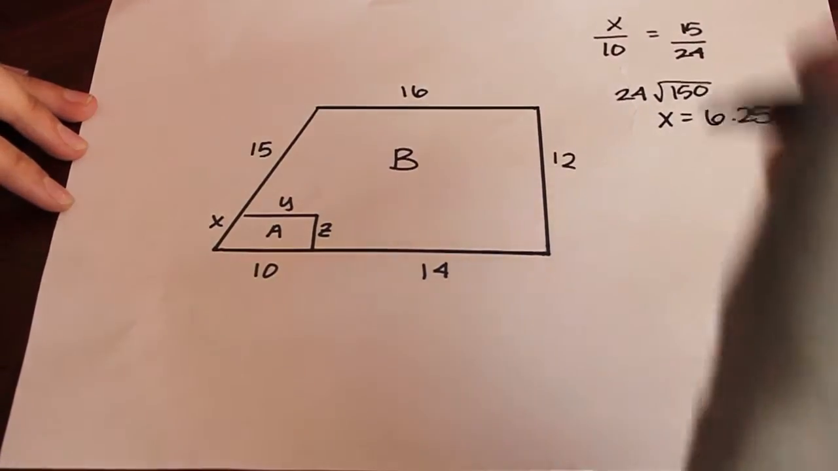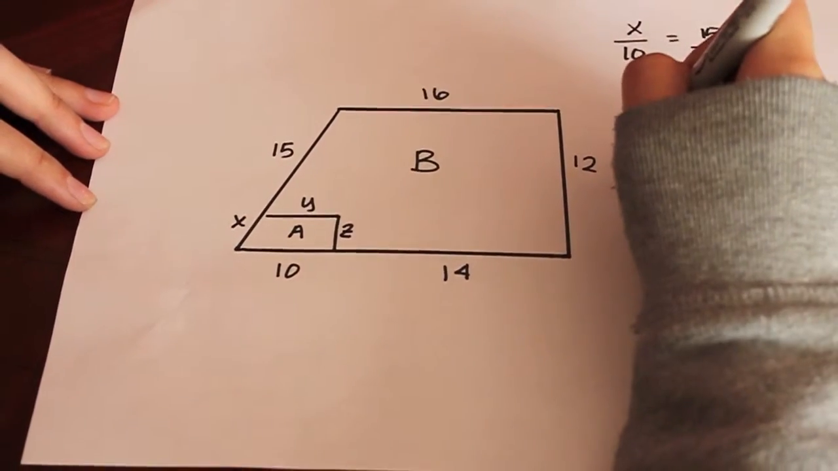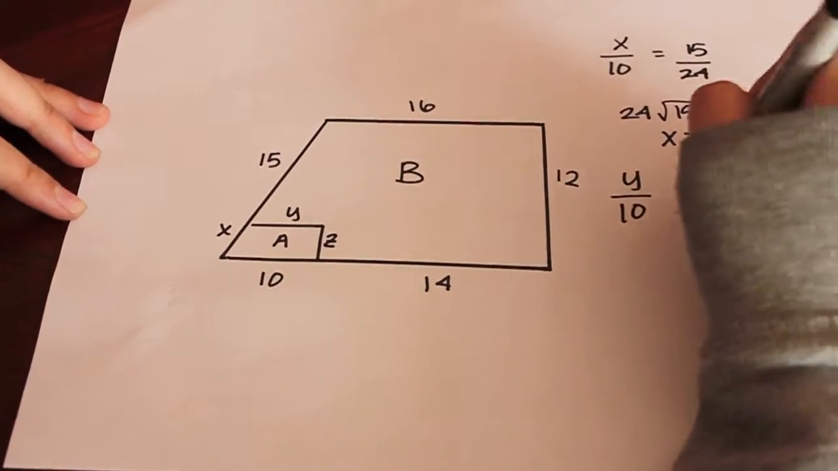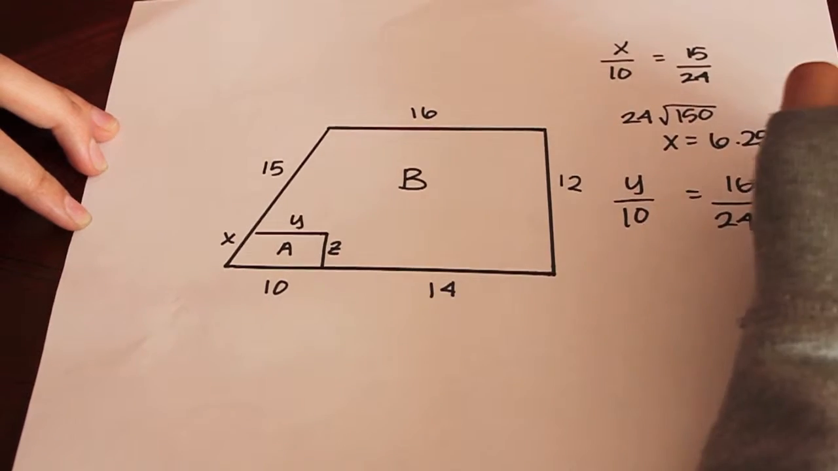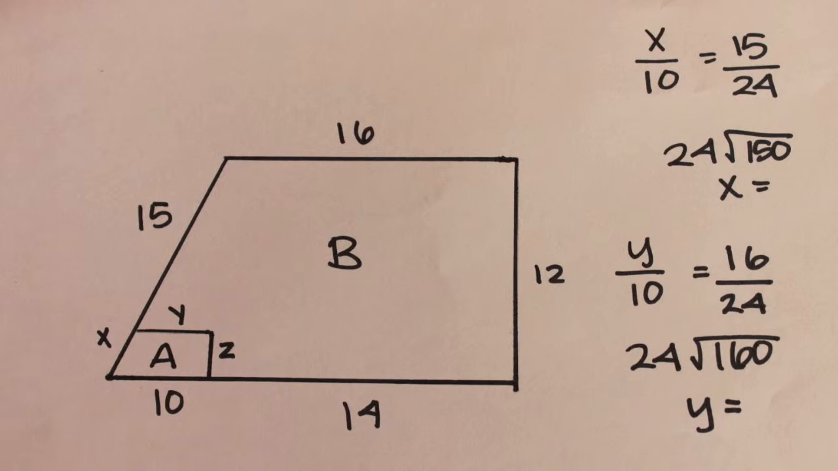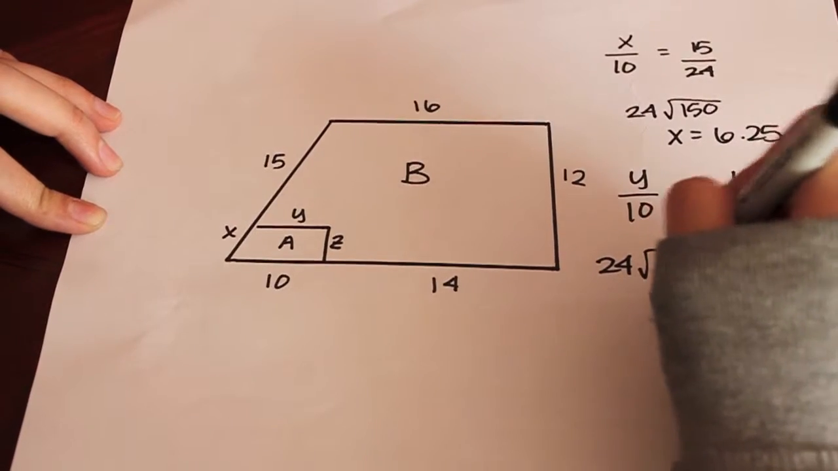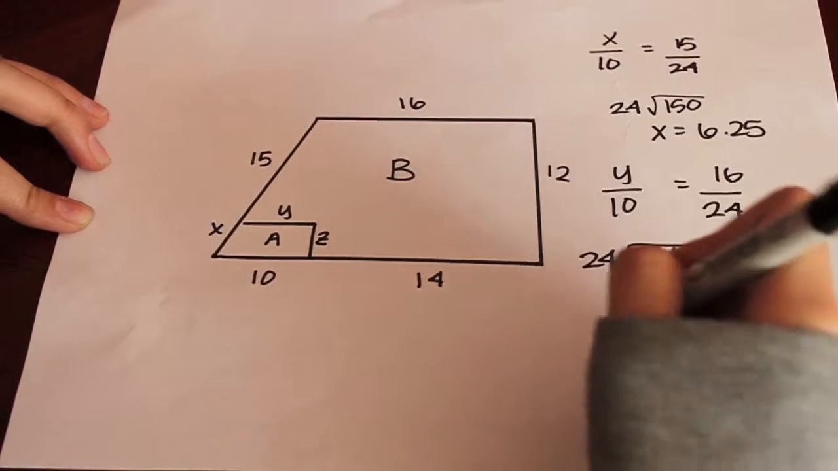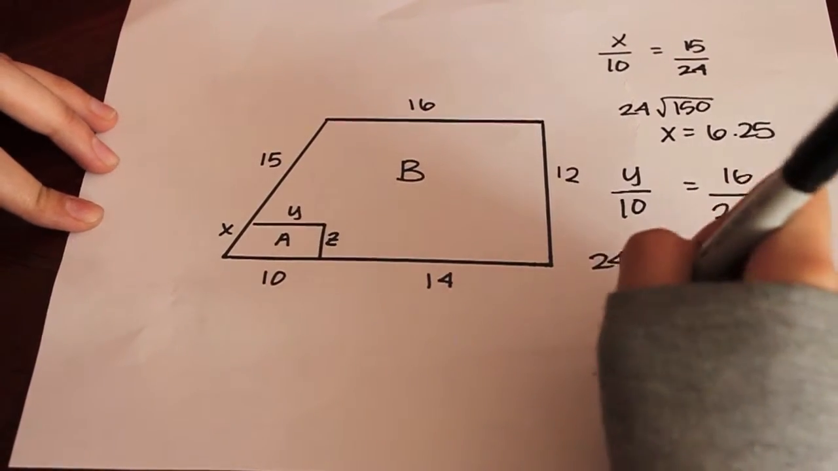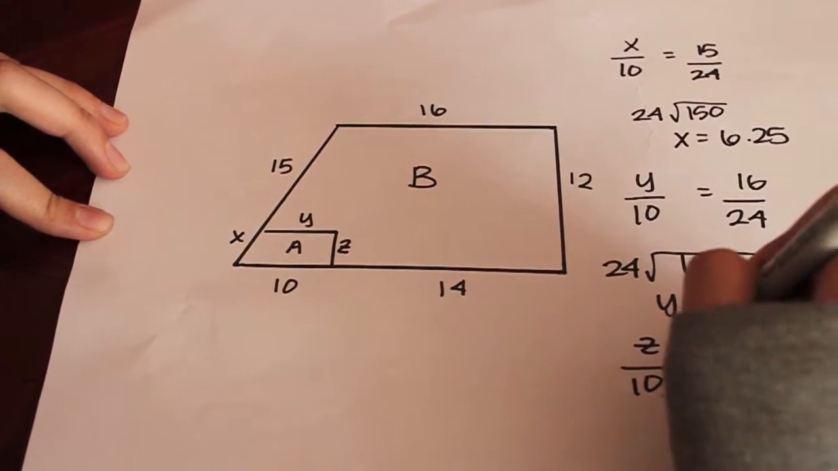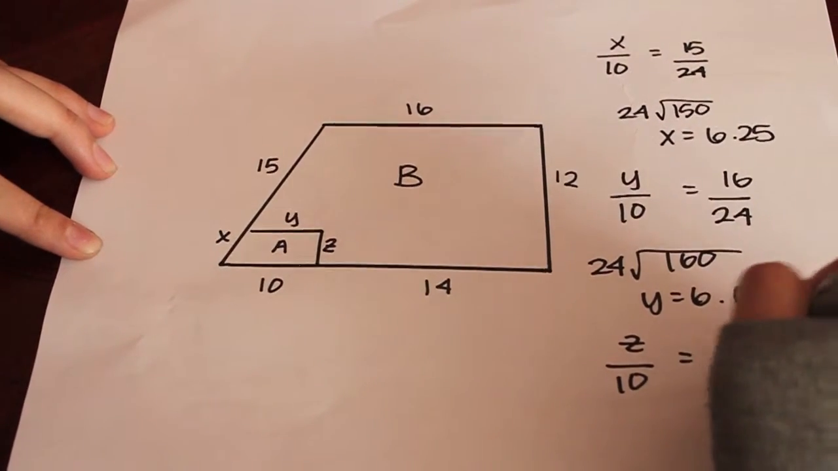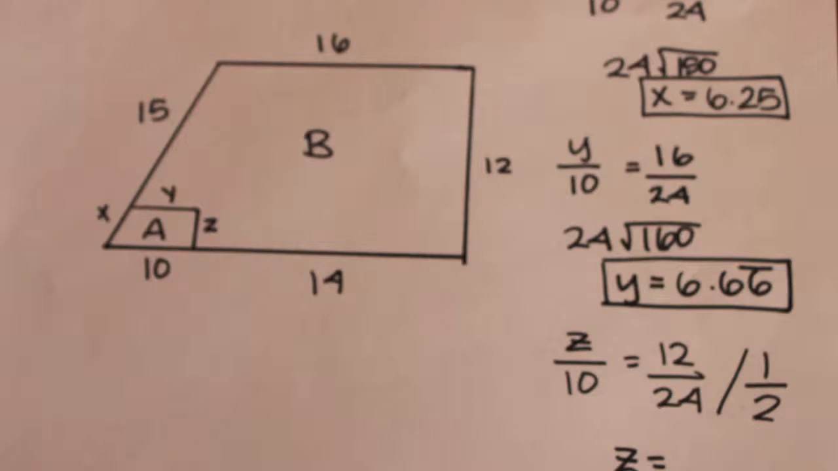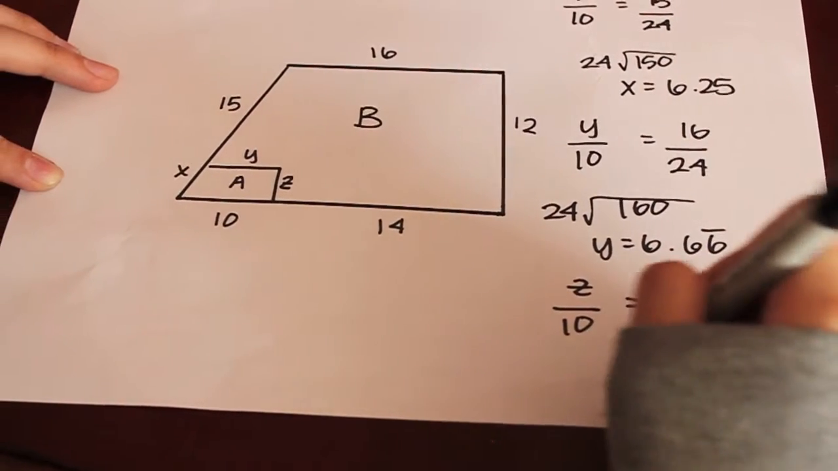Okay. And then to find y, you do the same thing. So you go y over 10 is equal to 16 over 24. You multiply the 2, you get 160. Divide that by 24, and you get y to equal 6.66, repeating. And then to find z, you do z over 10 is equal to 12 over 24, or 1/2. And so then z would be equal to 5.